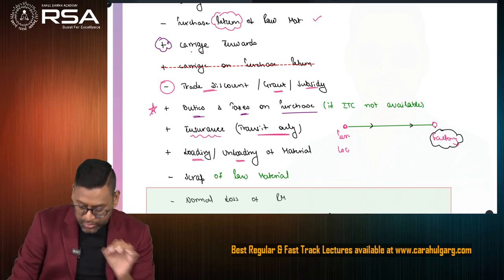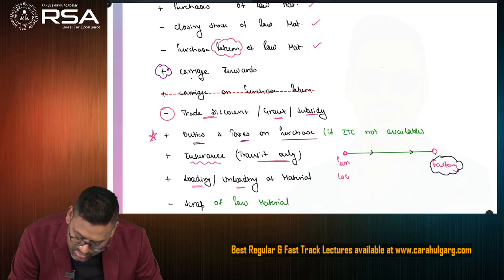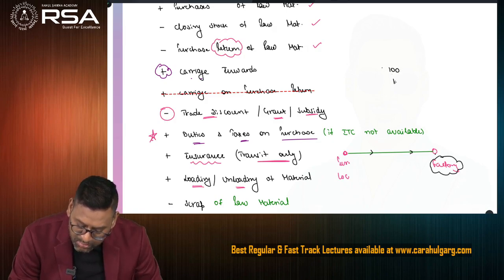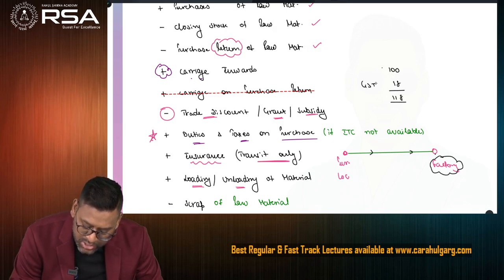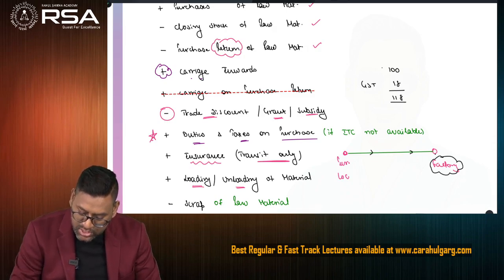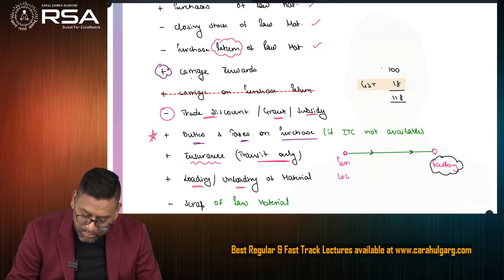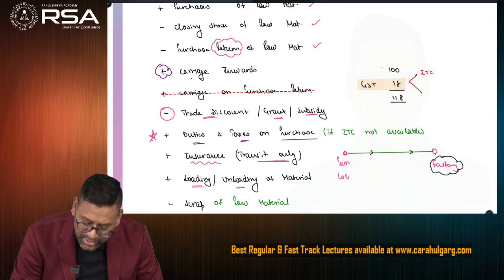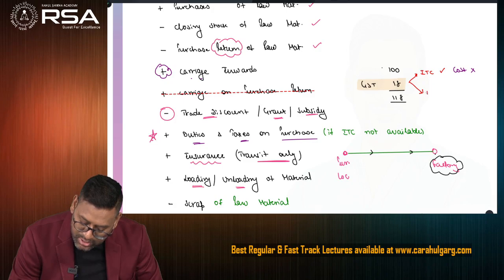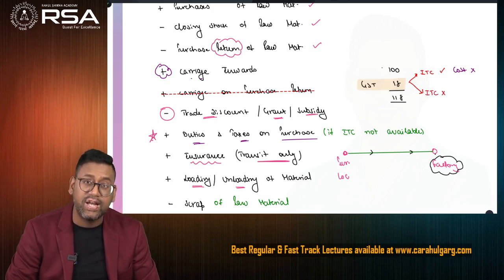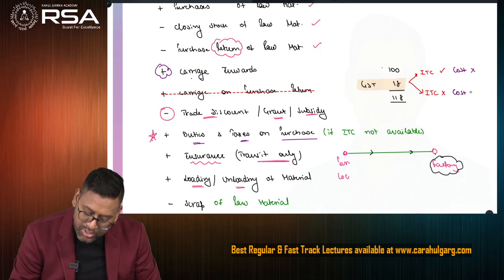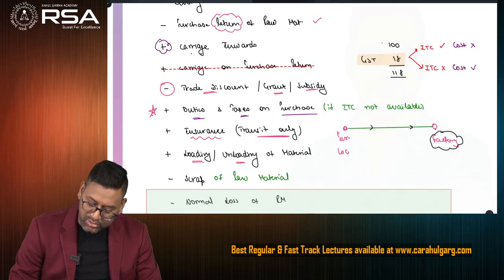Now, for example, this is my bill. 100 rupees is my taxable amount, let's say 18 rupees is the GST, and the total bill amount is 118. So the question is with respect to this 18 rupees of duties and taxes on purchase, whether it will be added or not. It is very simple. If ITC, input tax credit, is available, then it doesn't become part of my cost. If the credit is not available, in that case it becomes part of my cost.